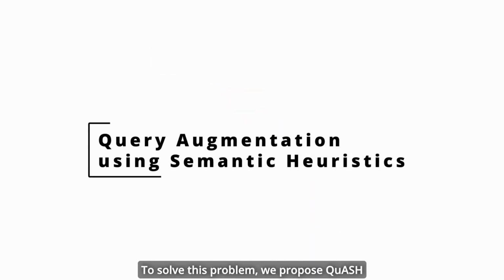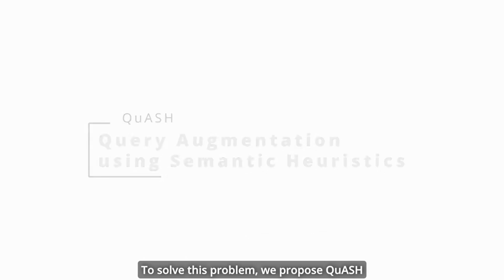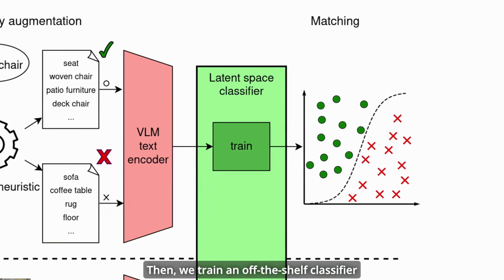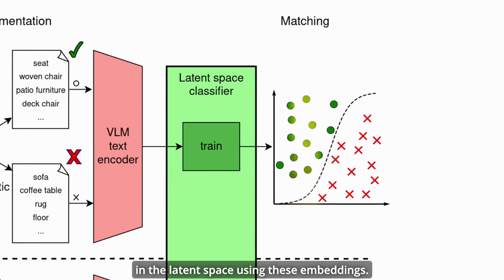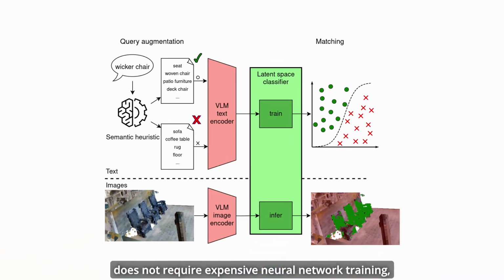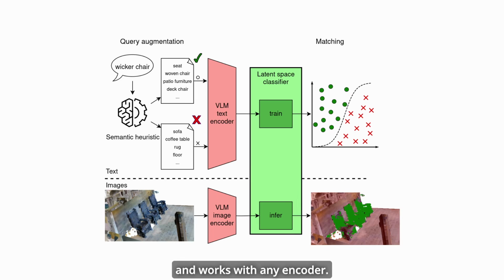To solve this problem, we propose QuaSH. QuaSH works by augmenting the query with a set of semantic synonyms and antonyms. Then, we train an off-the-shelf classifier in the latent space using these embeddings. If a nonlinear classifier is used, a nonlinear estimate of RQ can be acquired. Our method is not dependent on explicit thresholds, does not require expensive neural network training, and works with any encoder.